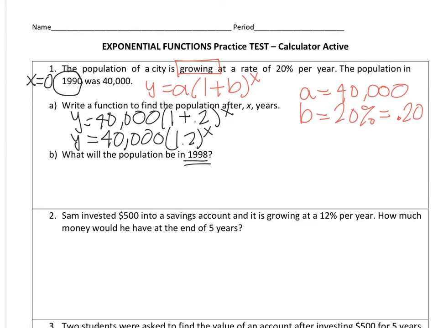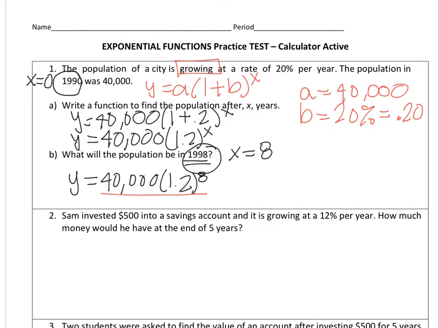So how many years later is that? Well, in 1998, that would mean 8 years later. So we're going to evaluate the function at y equals 40,000 times 1.2 to the 8. So in my calculator, I would put in y equals 40,000 times 1.2 to the x if I was going to look at the graph. Or if I'm just going to evaluate, I would just put in this part into the calculator section, and I would put in this answer.